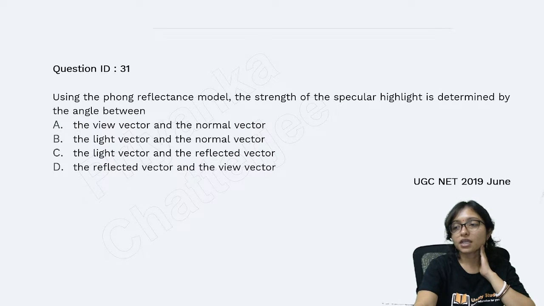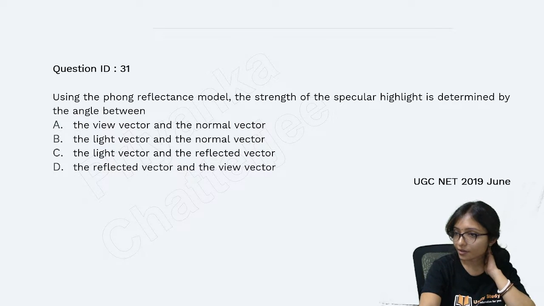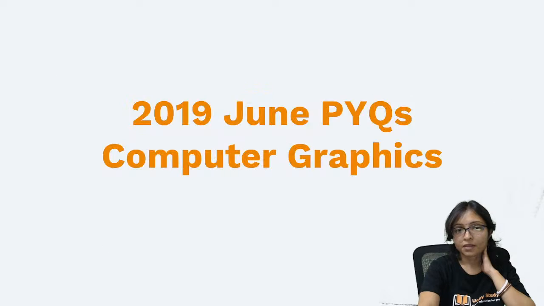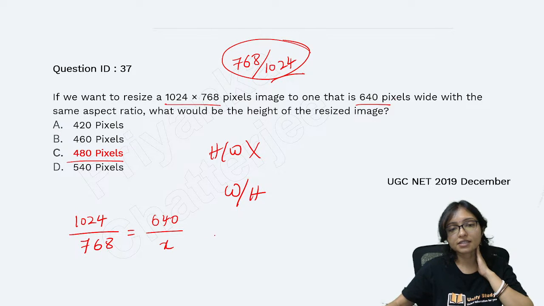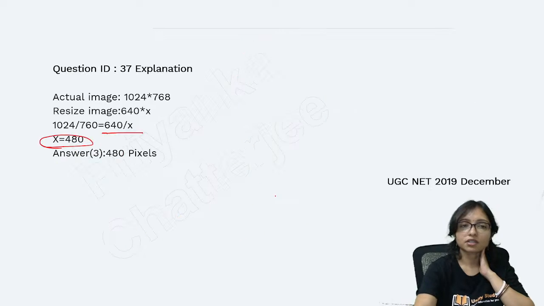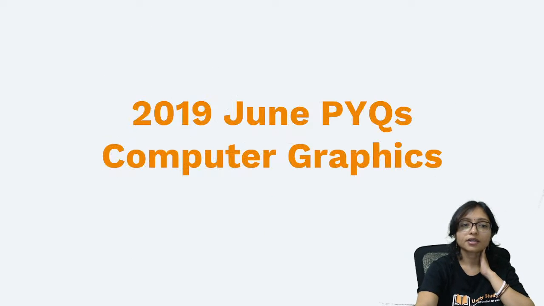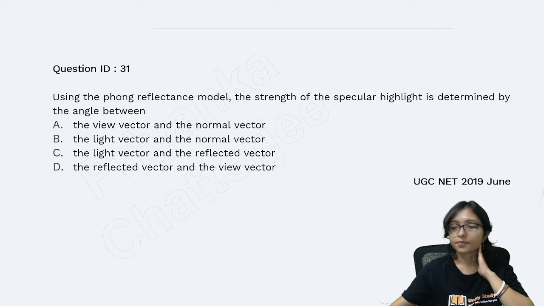Okay. Now tell me, what will this be? I hope we did this question previously also. That is 1024 divided by 768. That will be equal to, here your width is given, that is 640, and x you have to find. So what will be x? You need to do multiplication and then division. That's why your answer is coming like this, right? Got it? Yes. So now tell me, what will be the answer for this one?